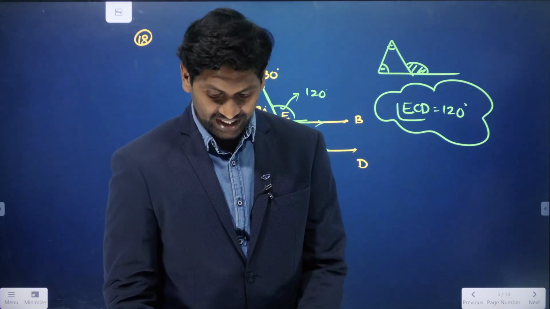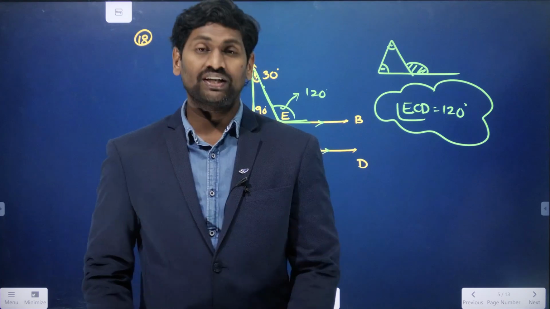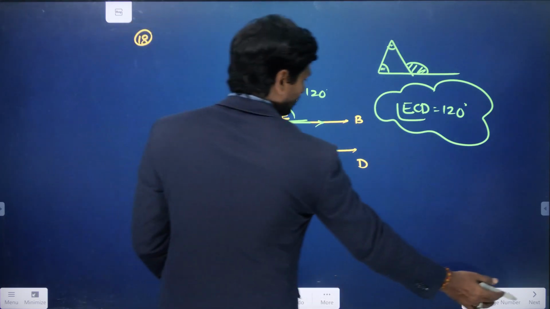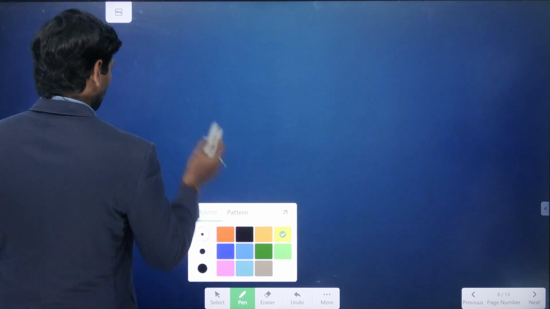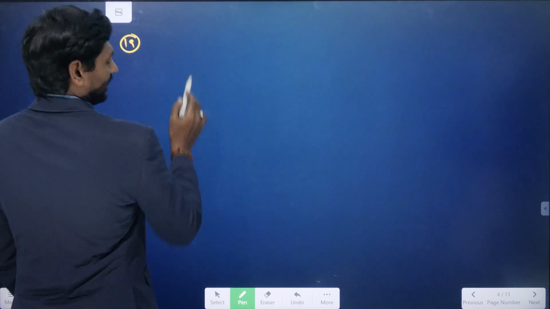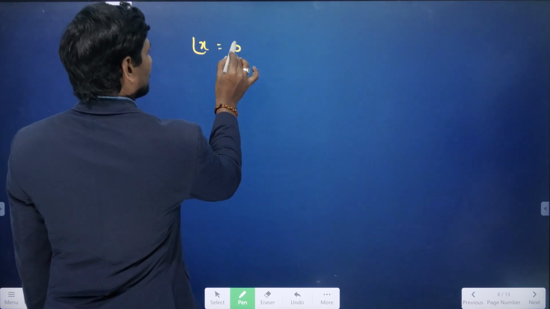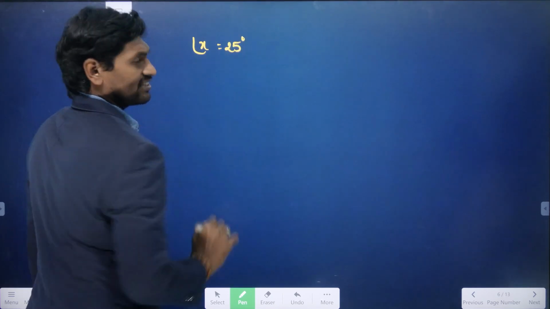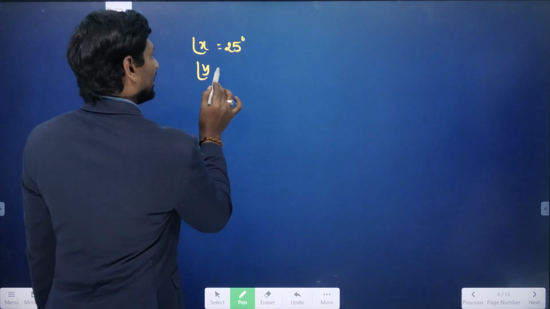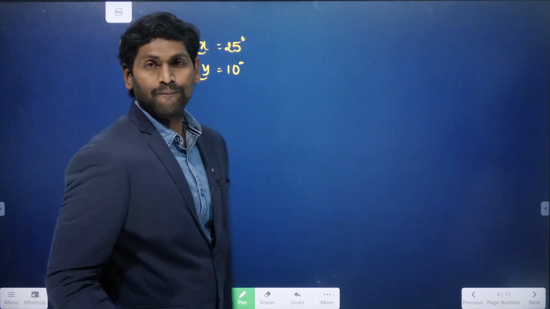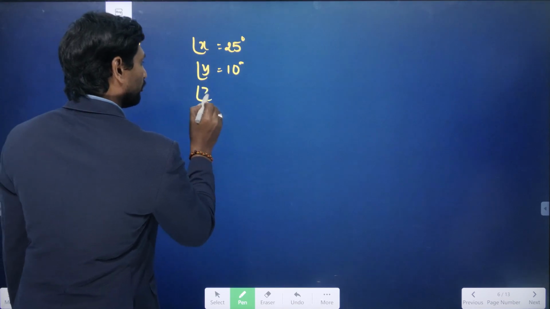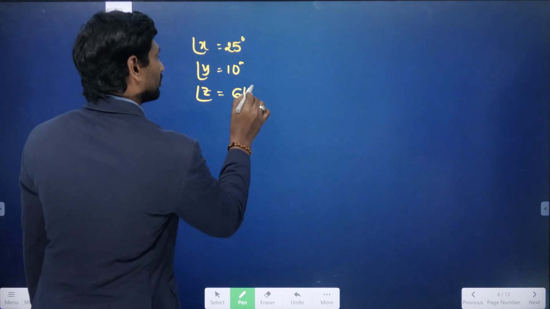That is problem number 19. If angle X is equal to 5 square degrees, 5 square is nothing but 25 degrees. Angle Y equals 10 degrees. And also angle Z is 4 cube. 4 cube means what? 4 into 4 into 4, 64. Angle Z is 64 degrees.